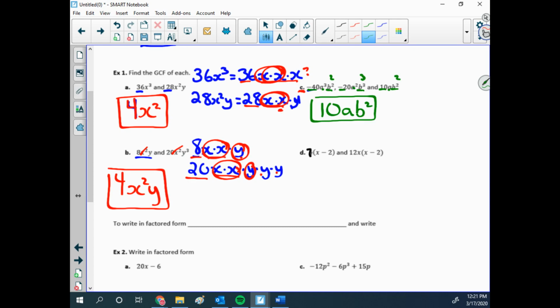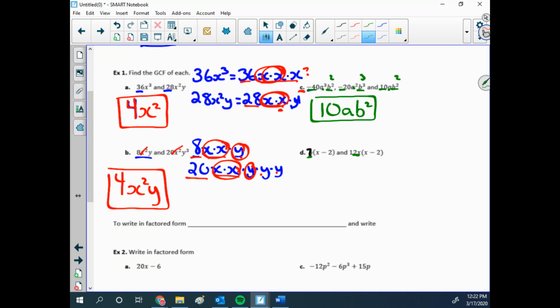So next one here, D is a little bit trickier, but it leads us into the next type of factoring. If I look at this, this is 7x bracket x minus 2 and 12x bracket x minus 2. They're asking, what's the same in both of these? What I want to do is break this down. I'll look at the 7x and the 12x because those are out front, those monomials. What's the same between 7x and 12x? Nothing.